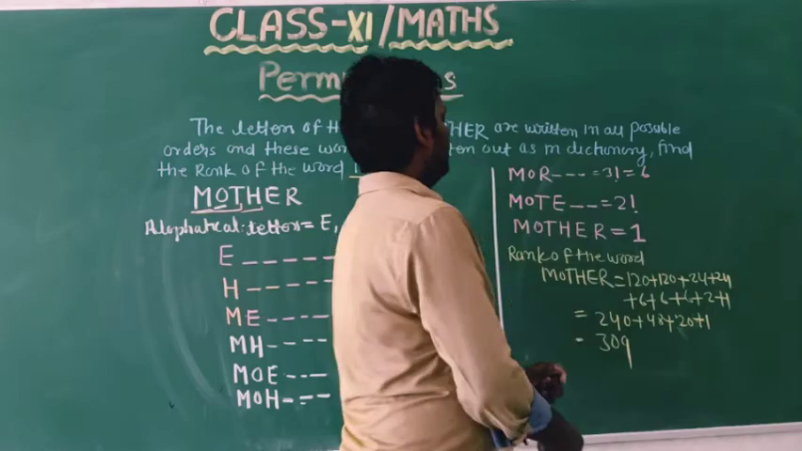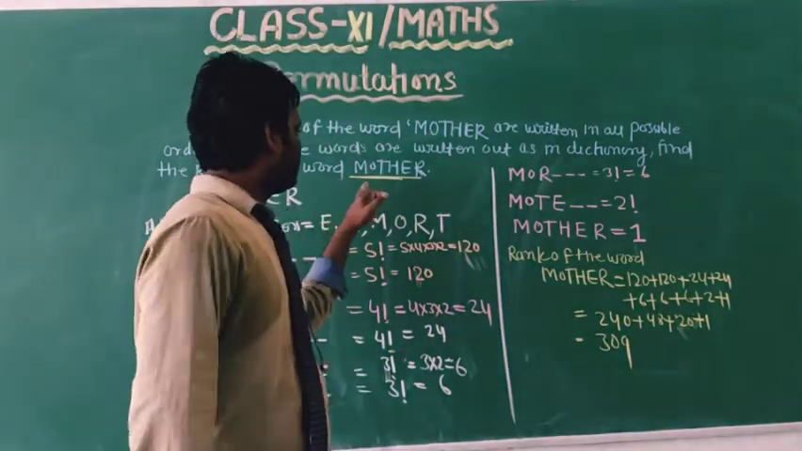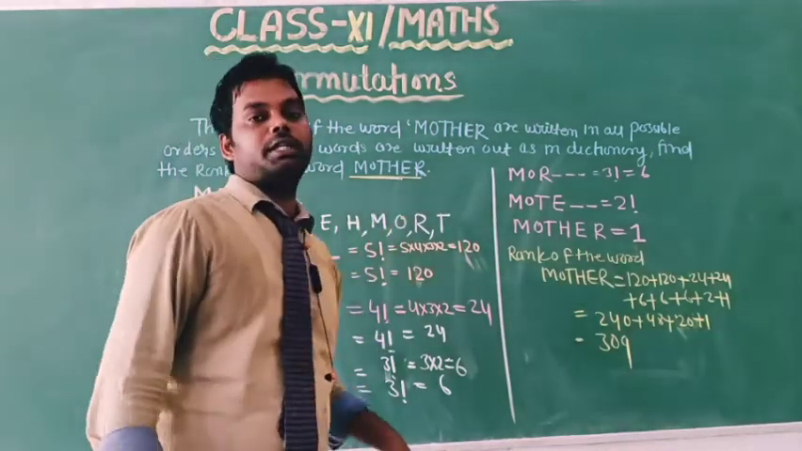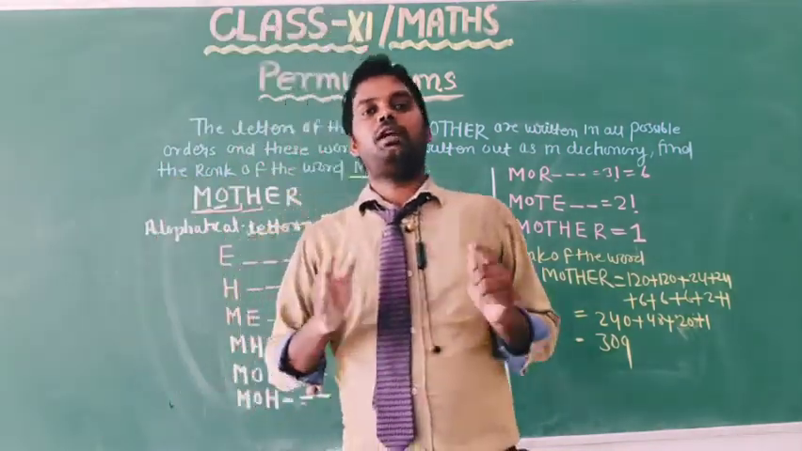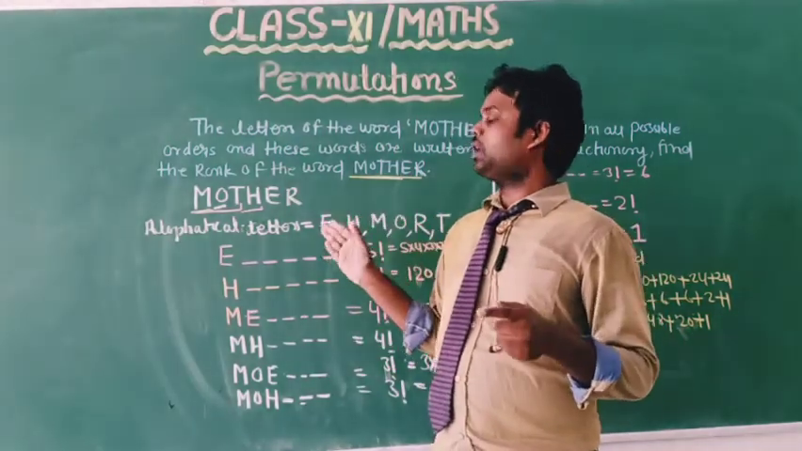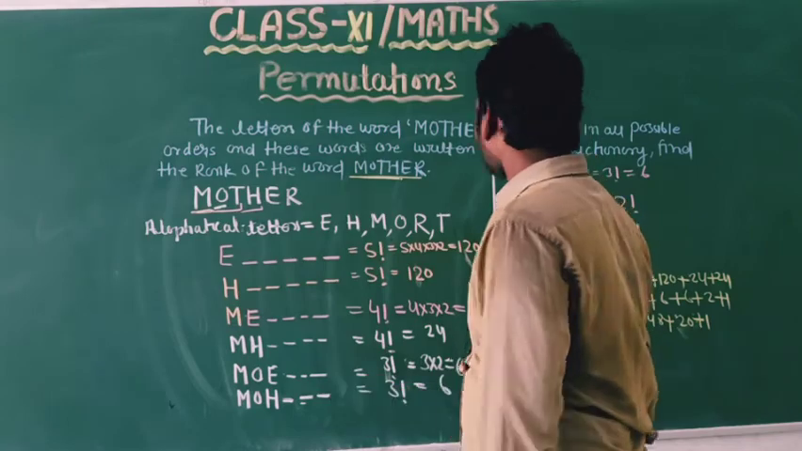So the total rank of the letters of the word MOTHER is 309. Means MOTHER will come at the 309th place if the letters of the word are arranged according to the dictionary.